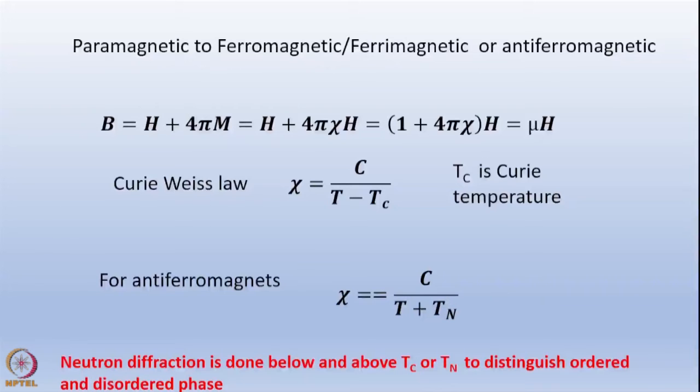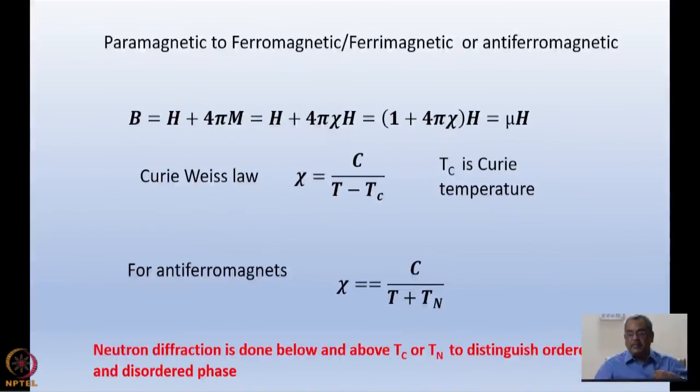The chi for a ferromagnet follows something called the Curie-Weiss law. The Curie-Weiss law says the chi with temperature goes as C upon T minus TC, and this TC is known as the Curie temperature. So you can see at T equal to TC, the susceptibility diverges to infinity, and for antiferromagnetic order, chi goes as C upon T plus TN, where TN is known as the Neel temperature.